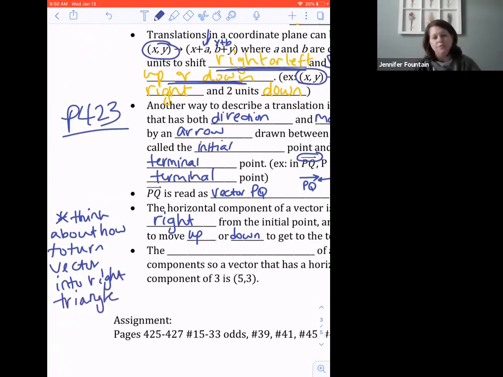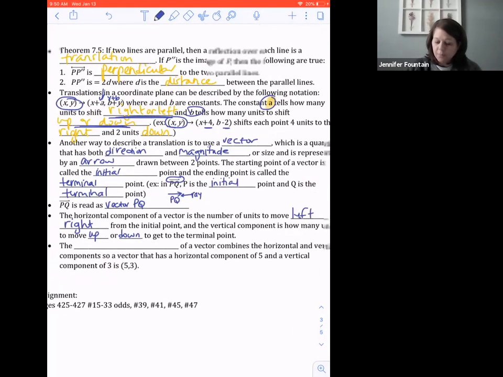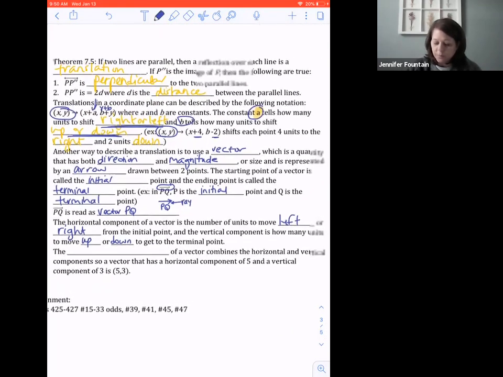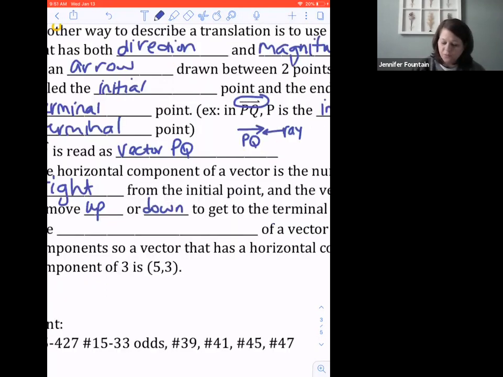When I'm talking component form, I've already got the hypotenuse of my right triangle. So how many places do I move to the right or left? How many places do I go up or down to be able to make that vector turn into a right triangle? That helps me to identify component form. Okay, so then it says the component form of a vector combines the horizontal and vertical components, so that a vector has a horizontal component of 5 and a vertical component of 3. So this is called my component form.